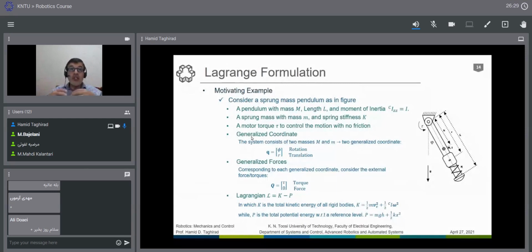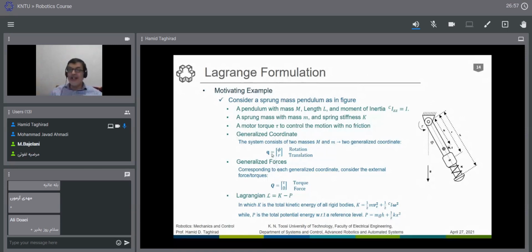But why do we call it generalized? Because this motion could be either a rotational motion like phi, as we see here, or a translational motion like r, like what we have in revolute and prismatic joints. So here we consider the 2 generalized coordinates. We consider Q as before.